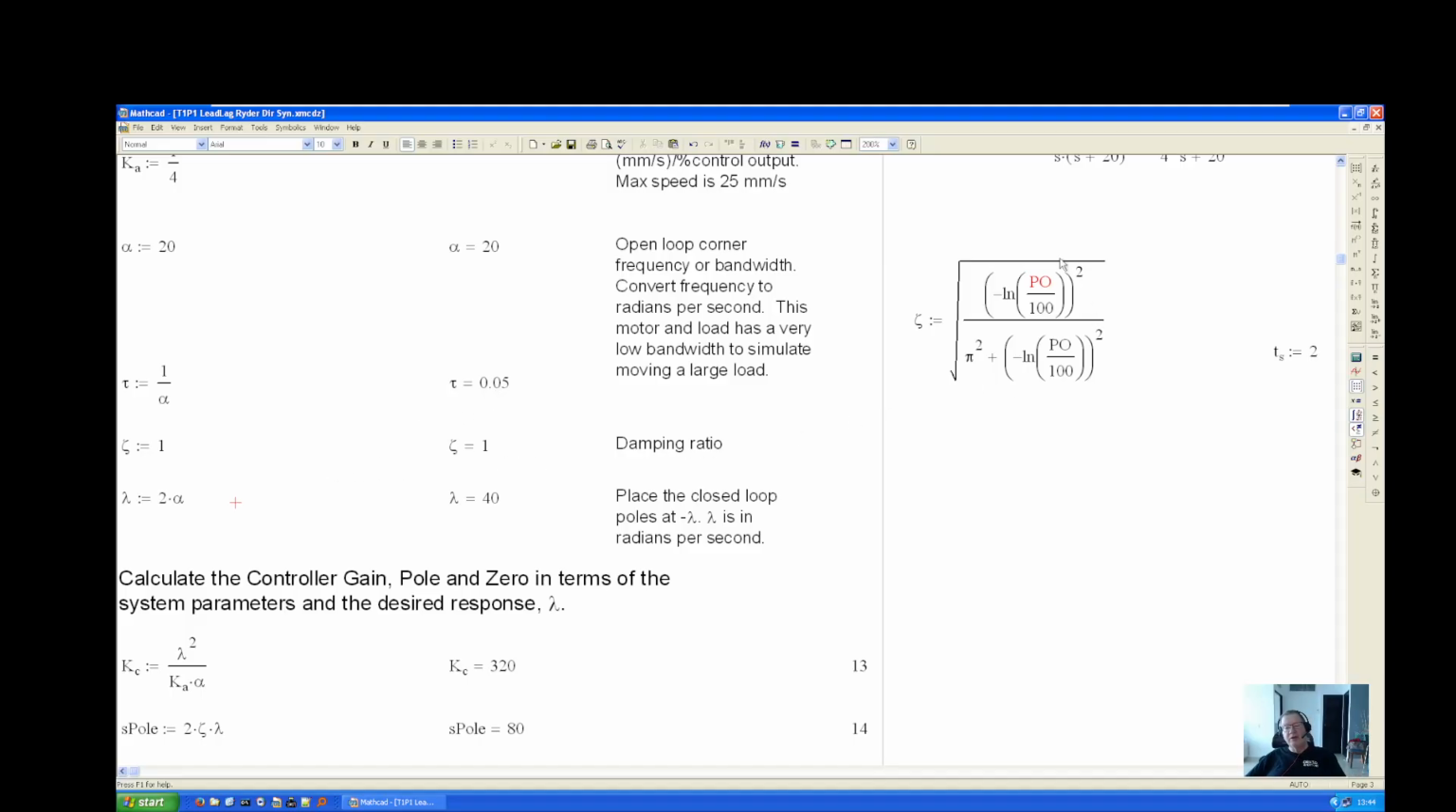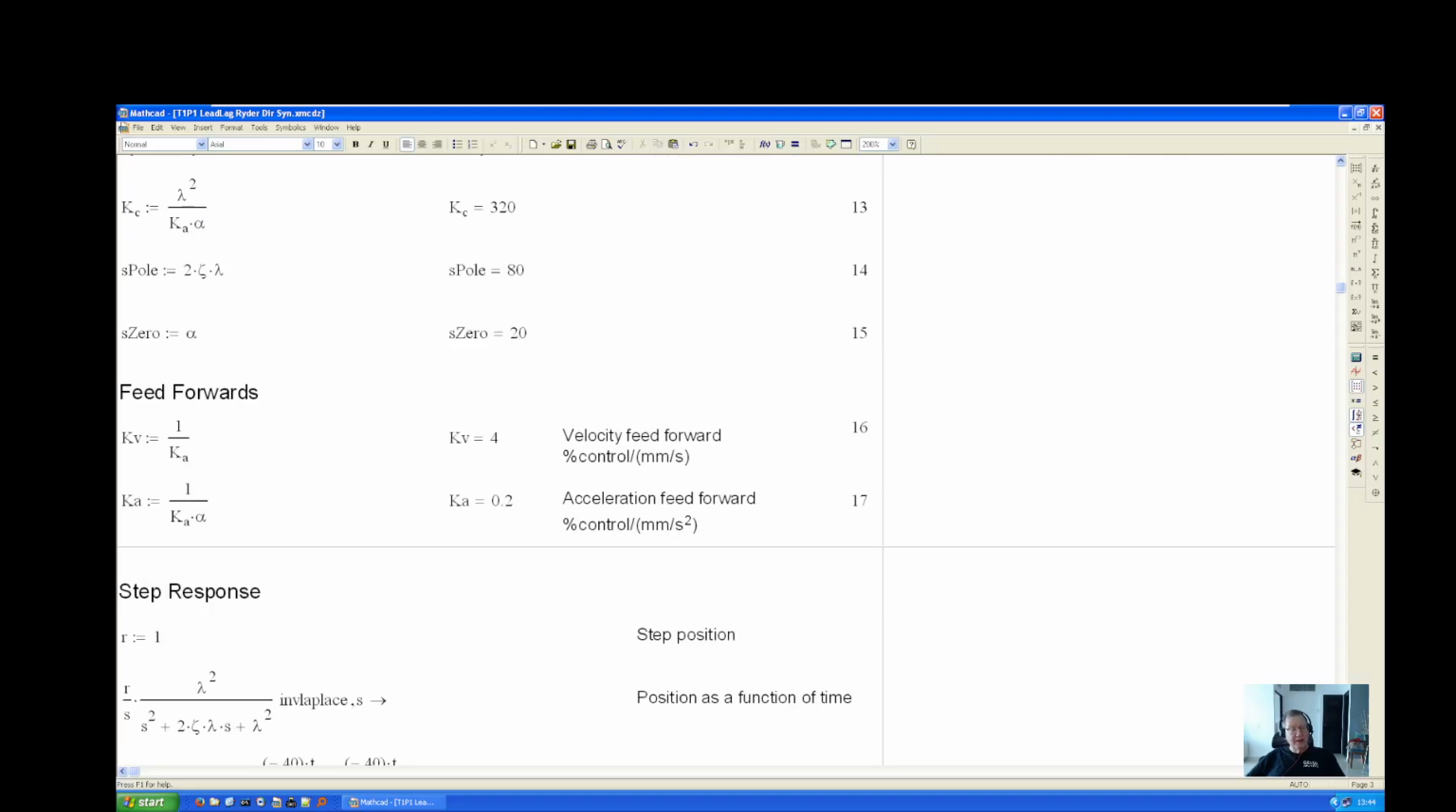Now, if you really want overshoot, you can use this equation to calculate a damping ratio, but I want to have the damping ratio of 1, so there's no overshoot. Why have overshoot if you don't need it? And then I'm setting the closed loop poles at minus 2 alpha, which is going to be at minus 40. So let's go on down.